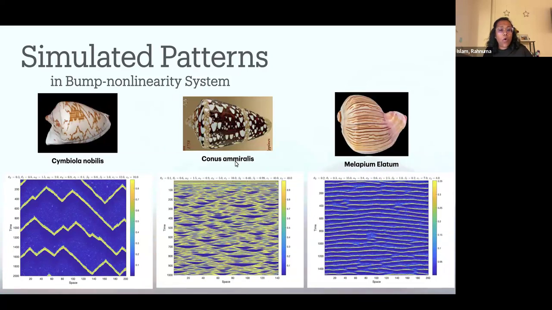And then more for bump nonlinearity, for the first and the third picture. Again, we add some temporal perturbation. We got this defined type of zigzag we can see, and this middle one looks more like the fractal type of pattern that we got, kind of like the conus amoralis.